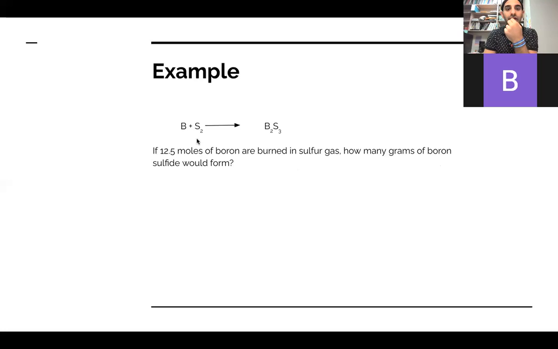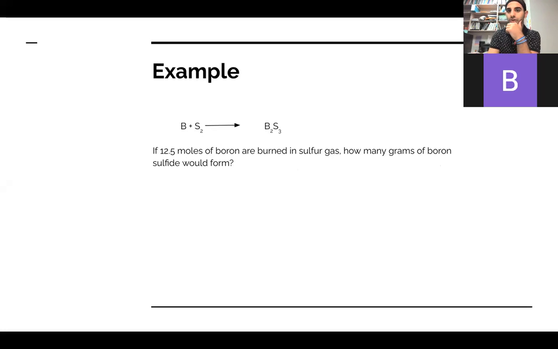So we have this chemical reaction, B plus S2 gives us B2S3. We want to answer the question: if 2.5 moles of boron are burned in sulfur gas, how many grams of boron sulfide would form? We have boron, sulfur, boron sulfide. So the first thing we want to do is balance this equation.